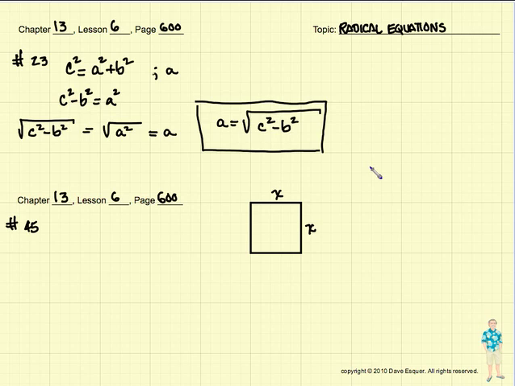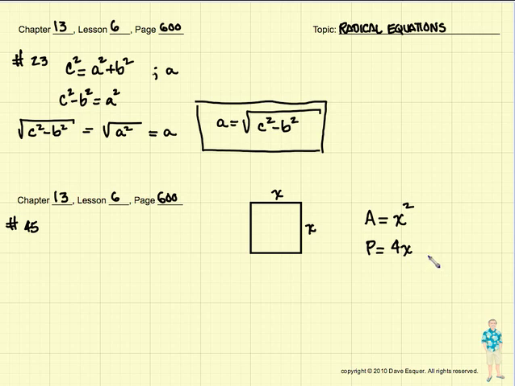Number 45 is an interesting problem. It's kind of hard to decode. It says, find a formula for the area of a square in terms of the perimeter, then use the formula to express the perimeter of the square in terms of the area. So let's just figure out what they're talking about. Now let's write down some formulas. We know that the area of a square is x squared. And we know that the perimeter, or all four sides added together, is x plus x plus x plus x, which is 4x. So that much we got.